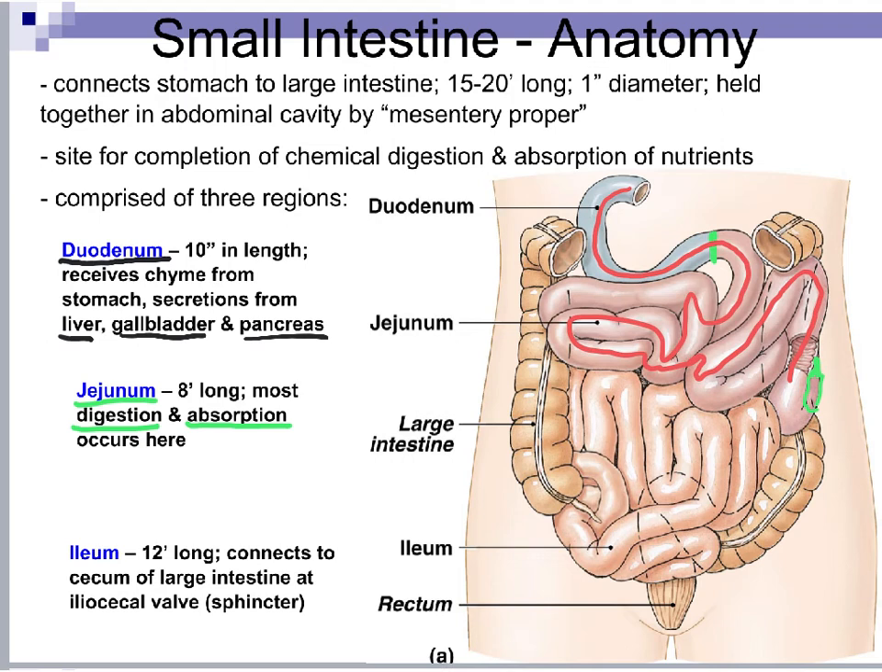The third section of the small intestine is what we call the ileum, and that is really just a continuation of the jejunum. It's a little bit longer. It's about 12 feet long, and it connects to the first section of the colon, which would be right about there, called the cecum. So chyme is going to continue to travel through all these parts. And eventually that chyme is going to make its way into the large intestine. When we get to the large intestine, I'll tell you how that works.